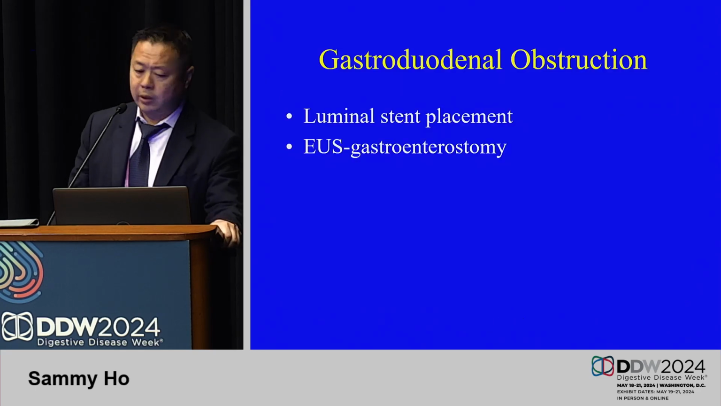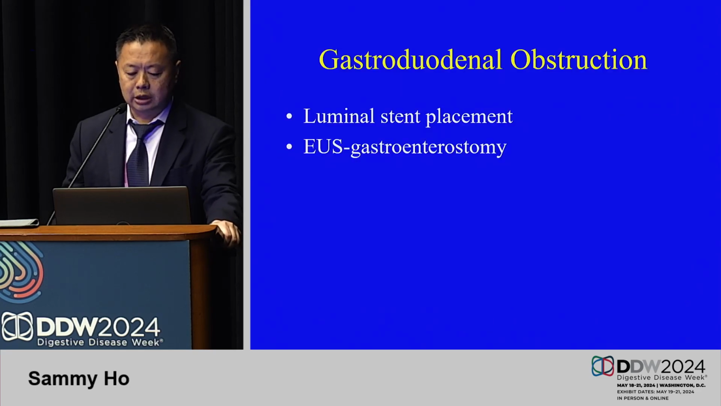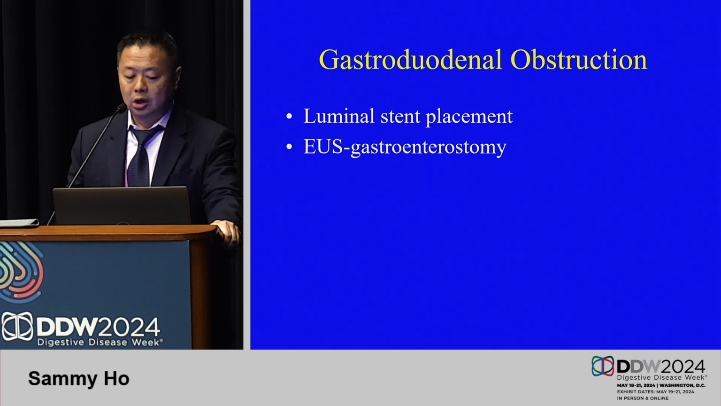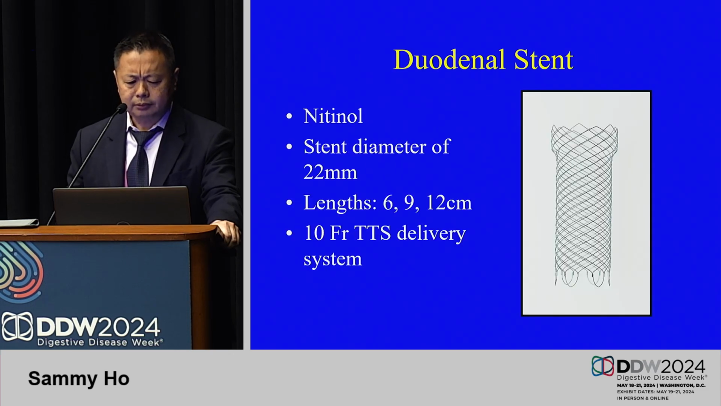Let's switch gears real quick to duodenal obstruction, which pancreatic cancer can also cause. Endoscopically, we can do a couple of things. We can place a luminal stent, or use a technique that has been developed in the last few years and is more commonly done now, EUS guided gastroenterostomy or EUS guided gastrojejunostomy.